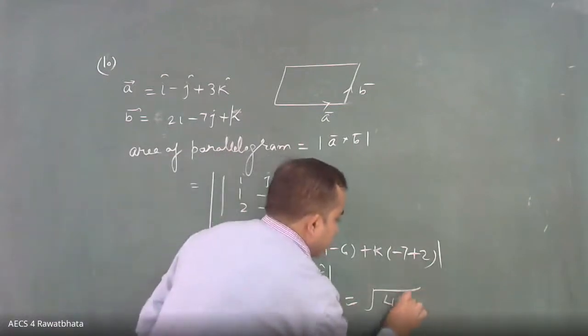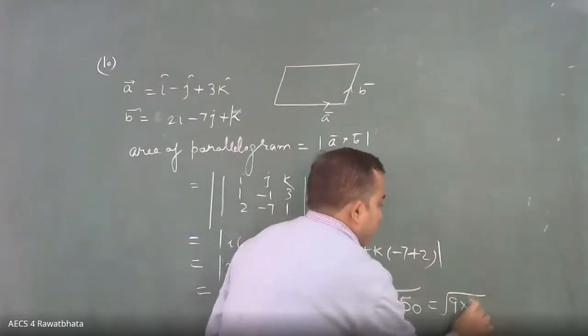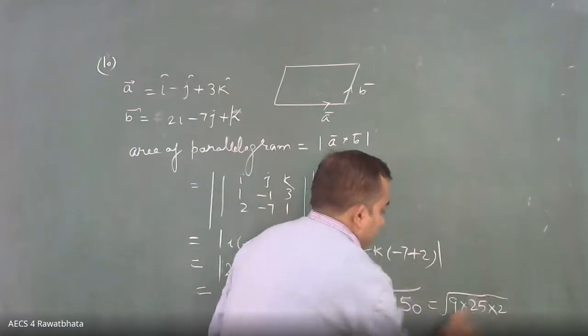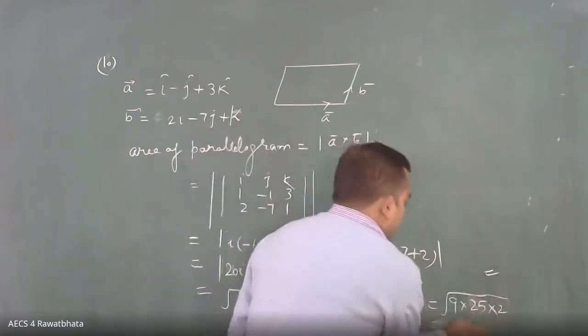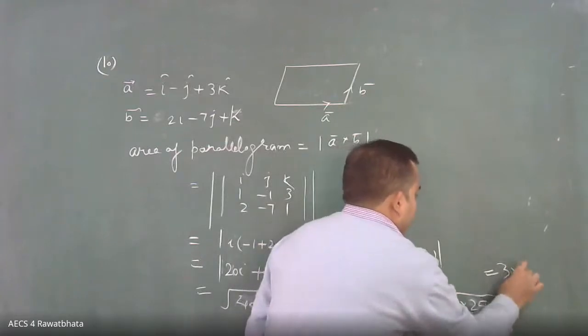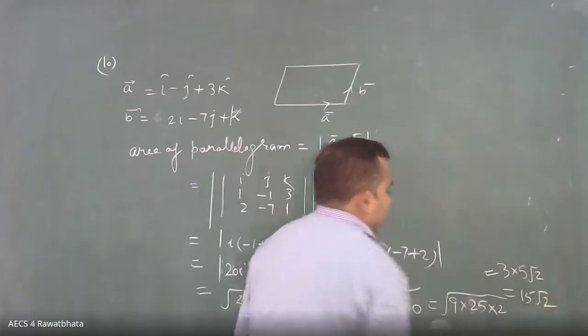450. Check the answer, please. This is right. Yes, sir, 450. Then 15 under root 2. 9 into 50. 50 I wrote as 25 into 2. And let's solve the square root. This will become 3 into 5 root 2. 15 root 2 should be the answer.